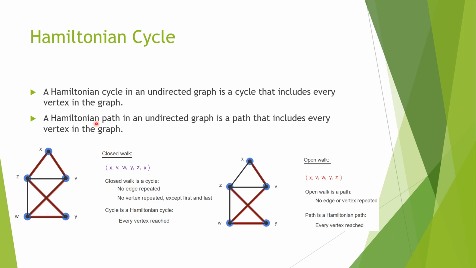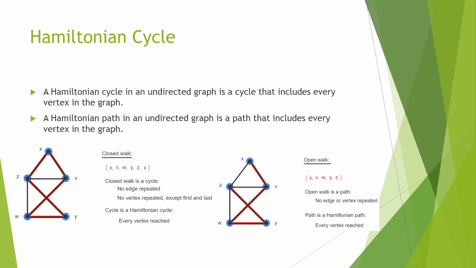What is a Hamiltonian path? A Hamiltonian path in an undirected graph is a path that includes every vertex in the graph. So since it is a path, it cannot have repeated vertices or edges. However, since it is a Hamiltonian path, it should have every vertex exactly once. So it cannot have repeated vertices, but it has to include every vertex one and only one time.